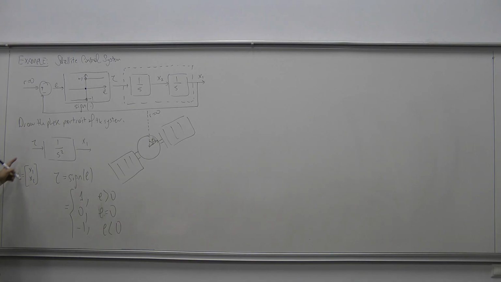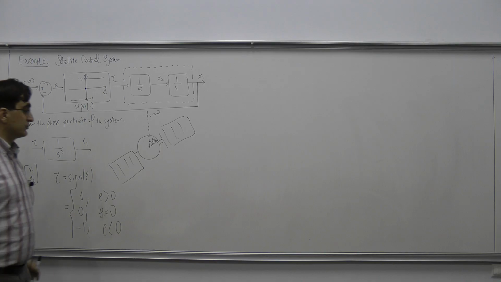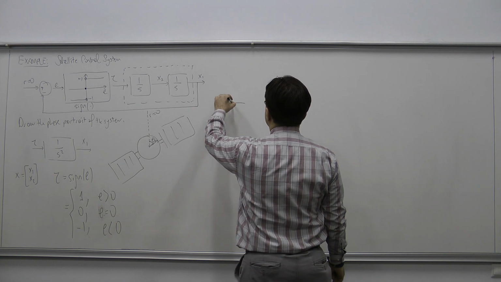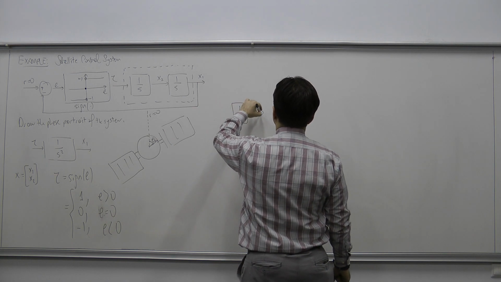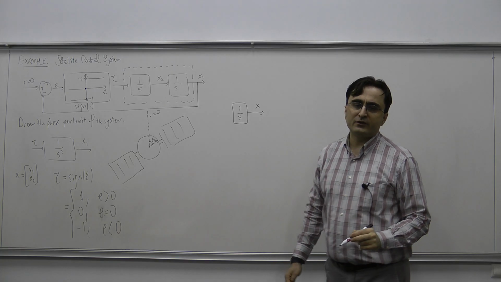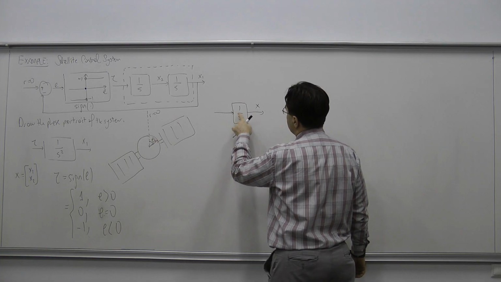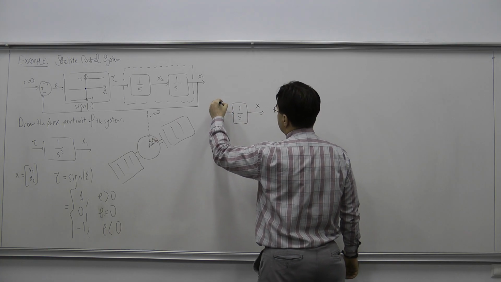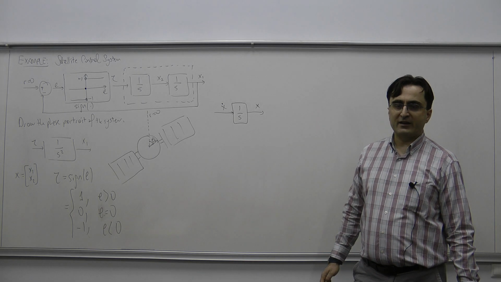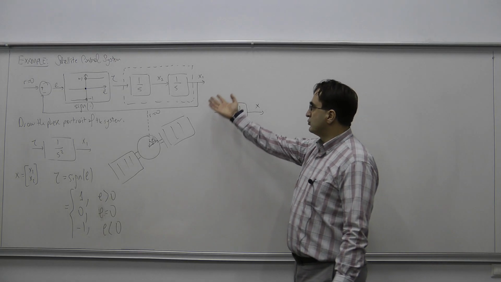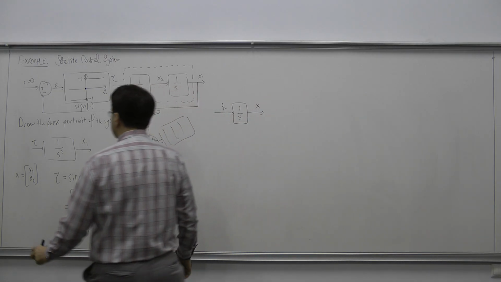In order to obtain the mathematical model here, I need to obtain x1 dot and x2 dot in terms of x1 and x2. So let us look at this picture. If I have an integrator, 1 over s, and its output is the signal x, then what can I say about its input? If the output of an integrator is x, then its input is going to be x dot.